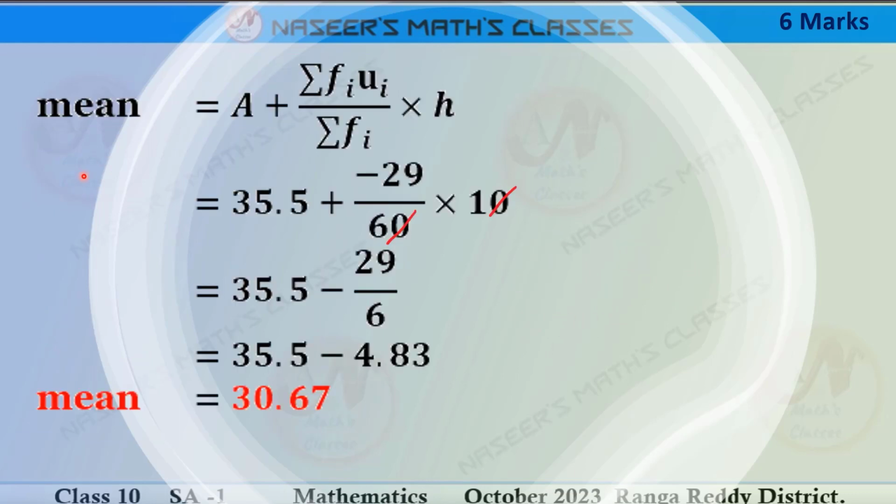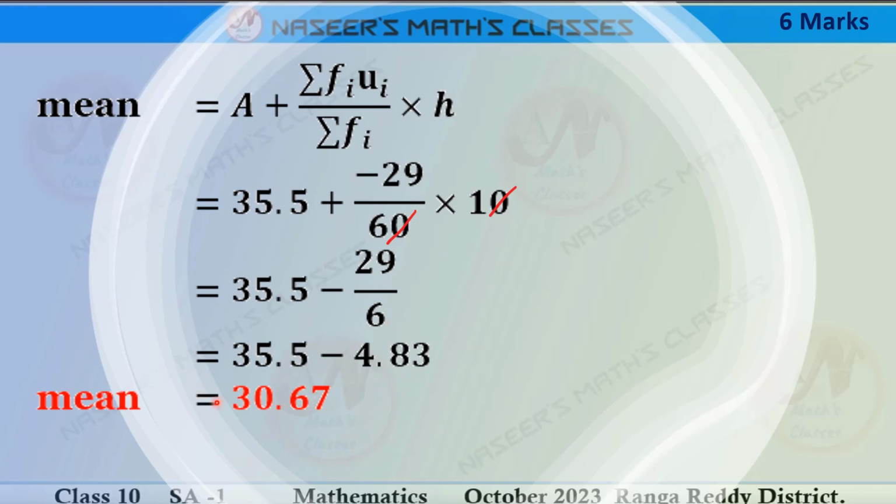By substituting the values from the above calculations, we can write A is equal to 35.5, the summation of fu as minus 29, the summation of f as 60 and h is 10. We can cancel the 0s, then we can write it as 35.5 minus 29 by 6. By dividing 29 with 6, we get 4.83.